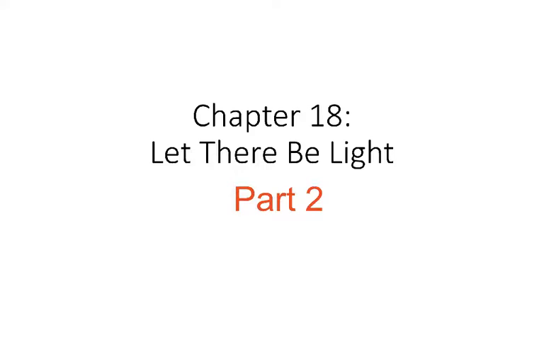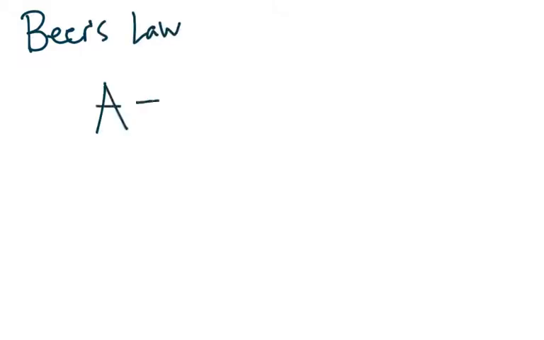Hey folks, part two here, talking about properties of light and absorption of light, and we're now going to focus on Beer's law. The form of Beer's law is actually quite simple, and it tells us that absorbance is equal to epsilon times b times c. So let's look at what all these are.